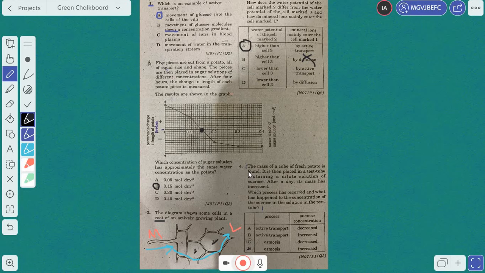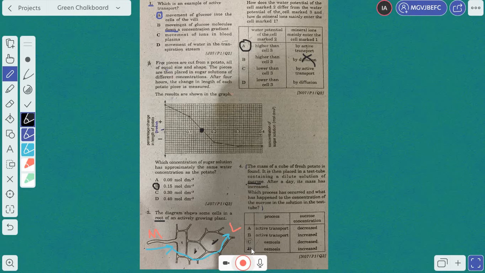Okay, moving on. 4. The mass... Yeah, so where was I? Yeah, the mass of a cube of fresh potato is found. It is then placed in a test tube containing a dilute solution of sucrose. Sucrose is a type of sugar. After a day, its mass has increased. This implies that water has been absorbed by the potatoes. So which process has occurred, and what has happened to the concentration of the sucrose in the solution in the test tube? Okay, so the process is definitely osmosis, because this is involving the movement of water.